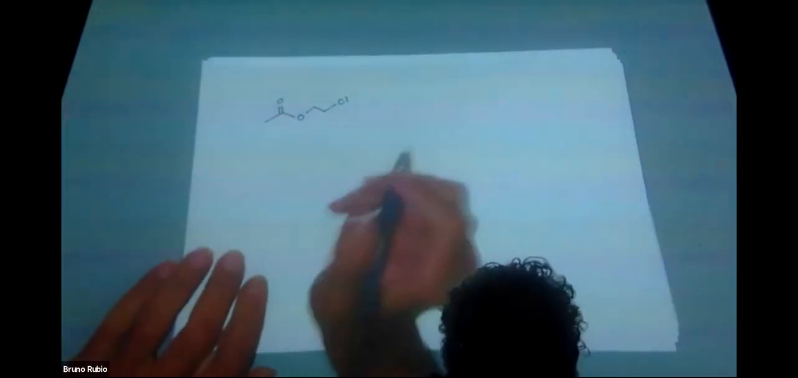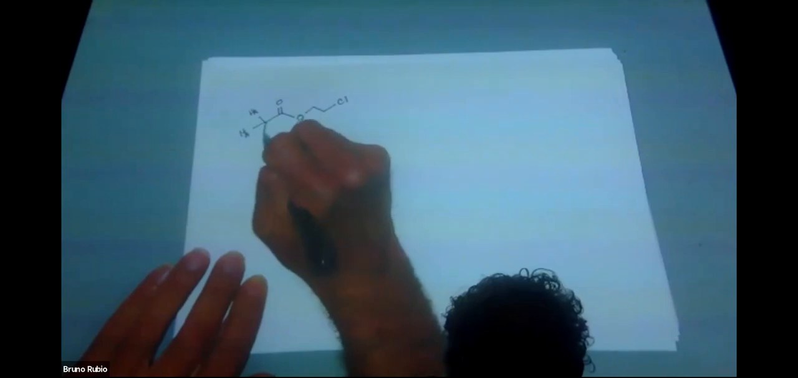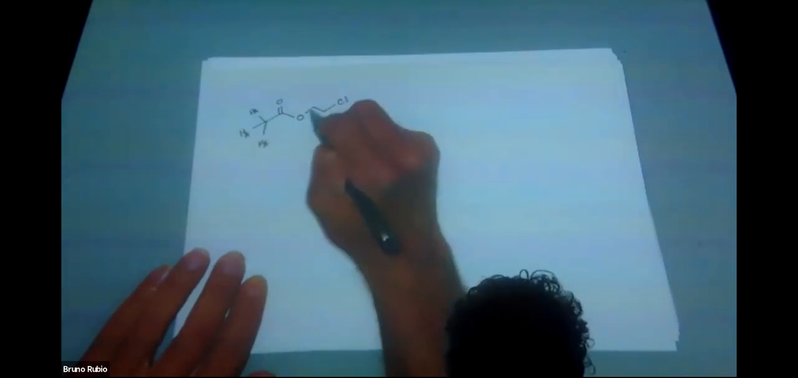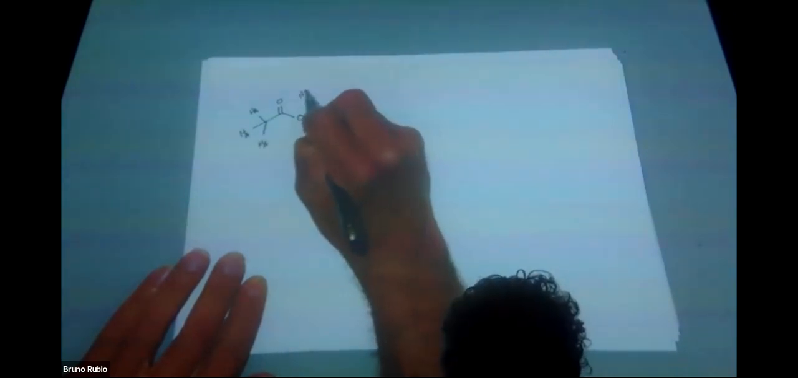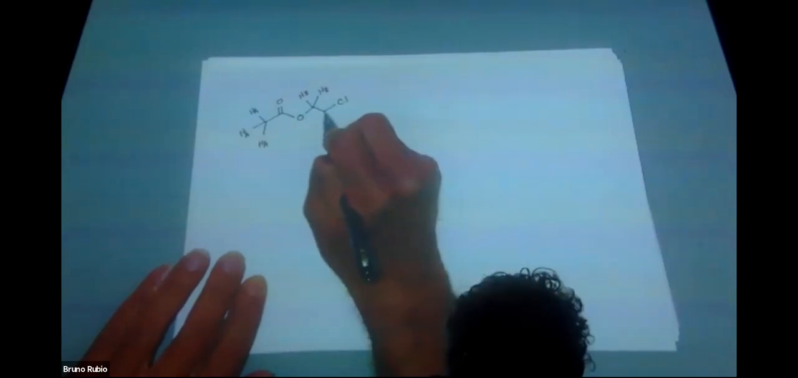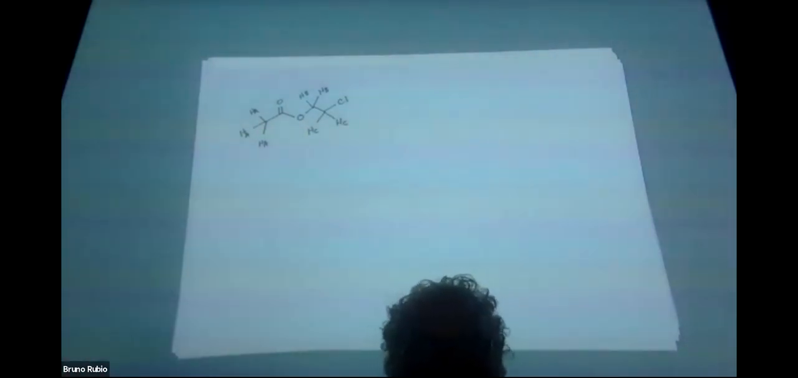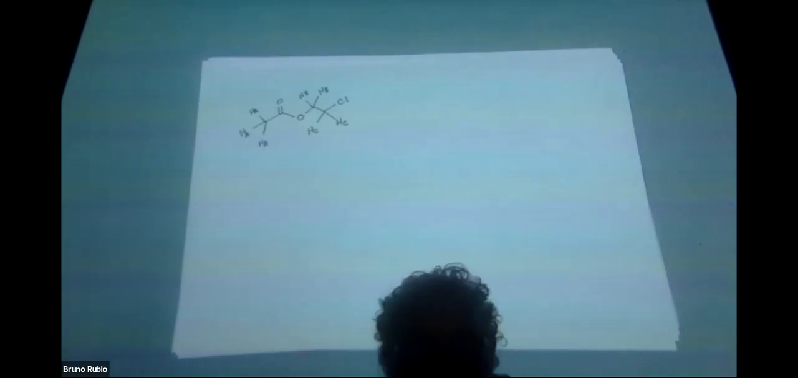Three signals. We have the HA. Here's a CH2 group, but I don't see any chirality centers in the molecule, so those HB are equivalent to each other. And there's another CH2 group, no chirality centers. Those protons are equivalent to each other as well. So we're going to have 3 signals.